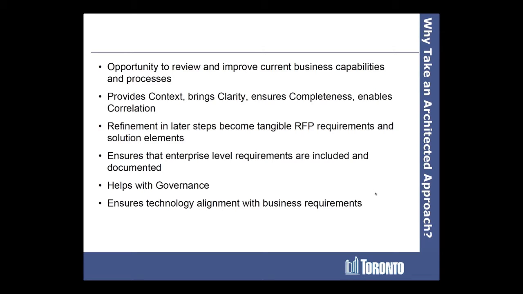The fourth bullet is somewhat related to the second one, but it ensures that enterprise level requirements are included and documented. Again, in a subsequent slide, I'll show you what I mean by that, but there's the aspect of reuse in that bullet and having that context across the organization, so there are things that can be leveraged in the city and between divisions or between organizational units. Fifth bullet, helps governance. I think that one's pretty straightforward. As we take an architected approach, you'll see our governance model and how it helps in governance.